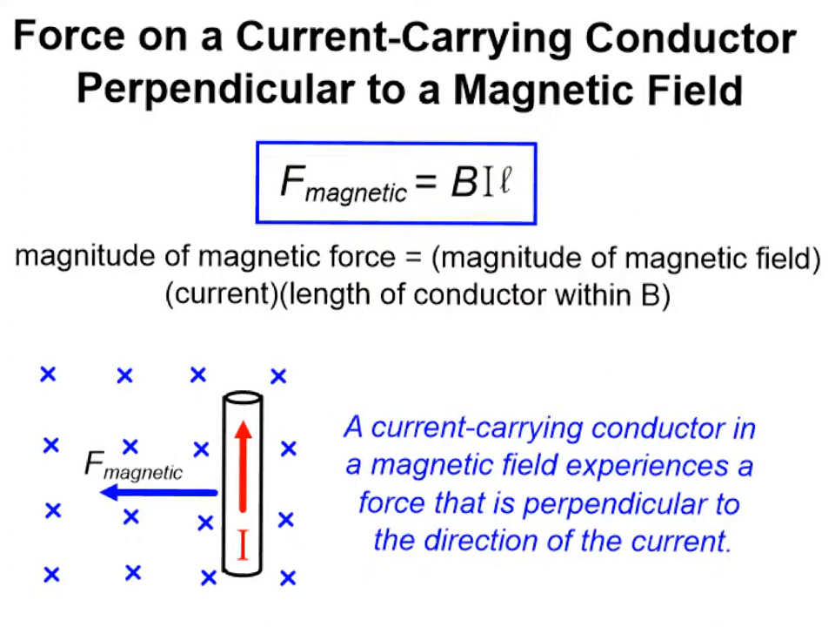So another way that we can apply our right-hand rule is to think about the current, in this case, as the velocity. So you can think about putting your thumb straight up this direction, point your fingers in toward this page, and your palm should be facing this direction. So the magnetic force is going to be perpendicular to the direction of the current.